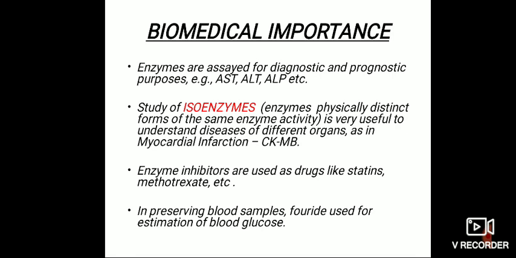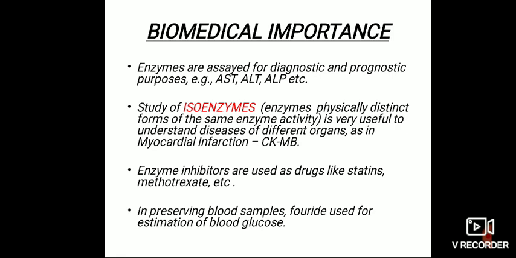Study of isoenzymes. Enzymes, physically distinct forms of the same enzyme activity, are usually useful to understand diseases of different organs, as in myocardial infarction, CKMB, which is a very good example that occurs in 3 forms, CKMM, CKMB and CKBB. CKMB is increased in myocardial infarction and it is specific for myocardial cells. So it is increased in myocardial infarction.